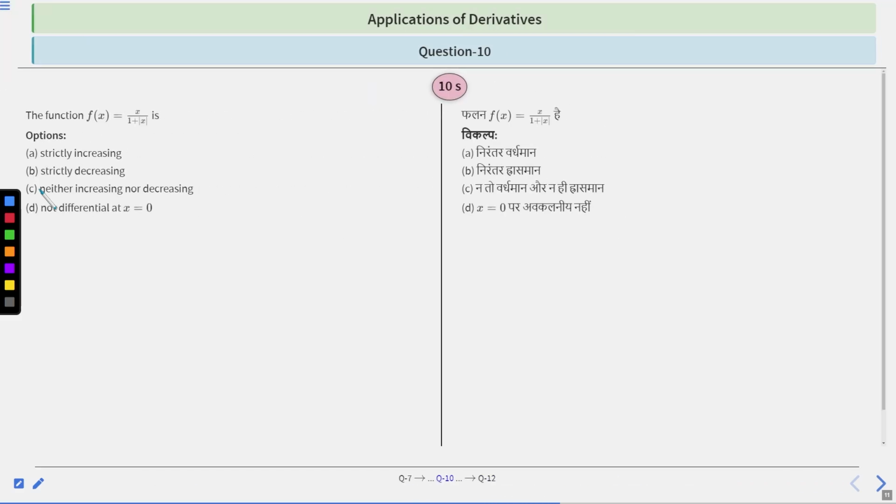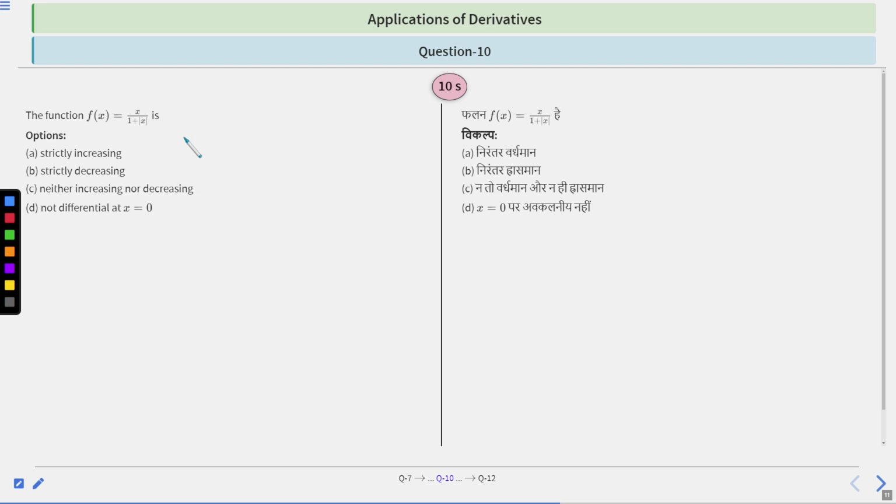Now let's move to the next question, question number 10, which says the function f(x) is equal to x plus 1 by mod x is. So you have to find whether this function is strictly increasing, decreasing, or neither increasing nor decreasing. Clear? This kind of thing.